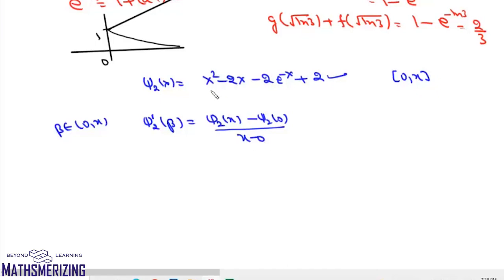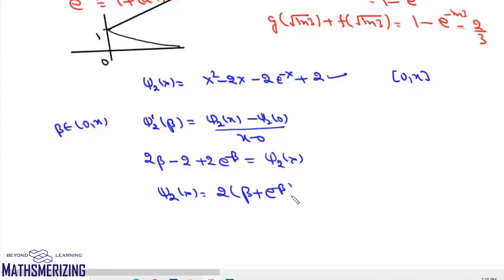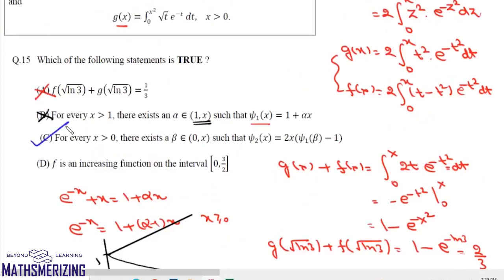Now if we differentiate this function, we'll get 2 beta minus 2 plus 2 e to the power minus beta, and here will be this psi2(x), and psi2(0) is 0. Now we can write this psi2(x) as 2 into (beta plus e to the power minus beta minus 2). Now this is nothing but psi1(beta), so it will be 2 times (psi1(beta) minus 1). That means this statement C is correct. So this option C is correct.